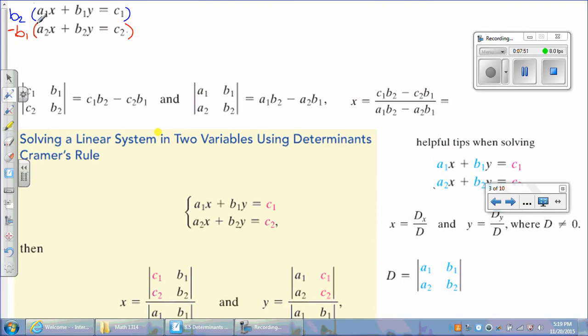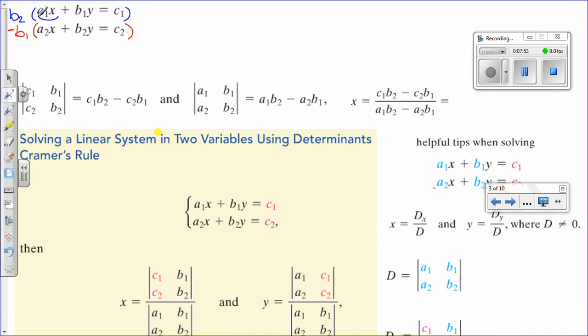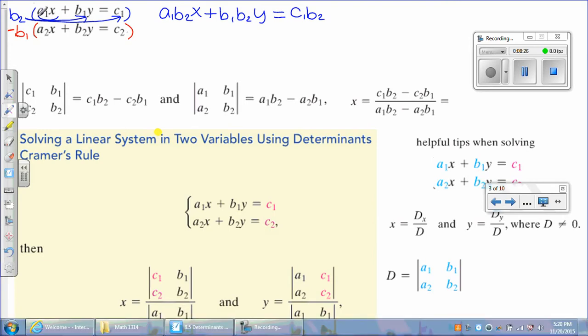So by multiplying b sub 2 times the first term, we will obtain a sub 1 times b sub 2 times x. And then we do the same thing here. So we will obtain b sub 1, b sub 2 times y. And don't forget, we have to distribute that b sub 2 to the constant term. So in this case, we will have c sub 1, b sub 2. So we're done with the first equation.